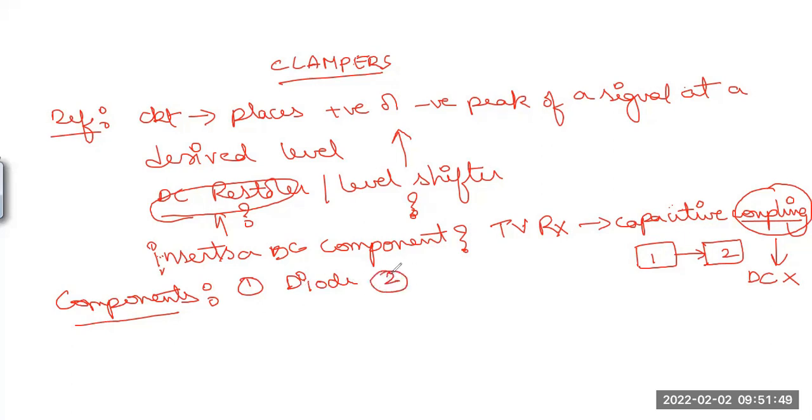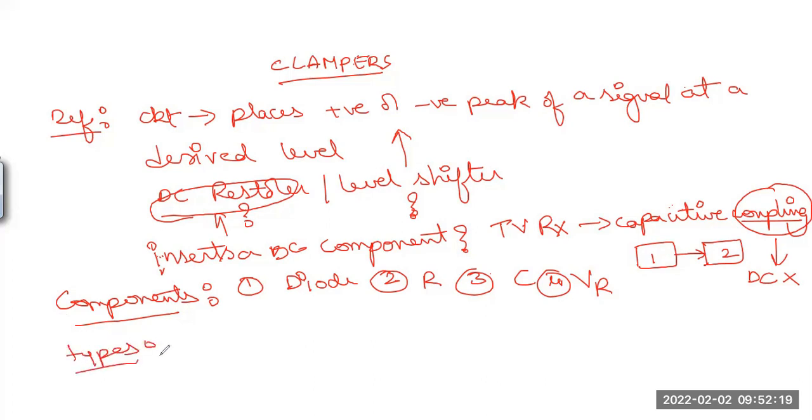The second component that we see here is a resistor. And the third, important one here, is the capacitor. So these three components mainly form a clamping circuit: a diode, a resistance, and a capacitor. If required, we can go for the reference voltage also. So these are the different components that I see in a clamping circuit.